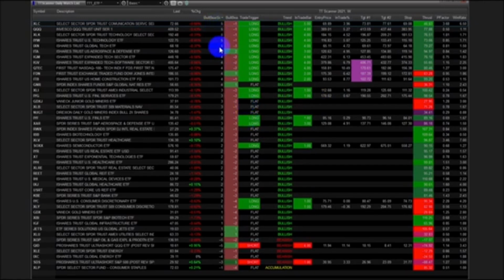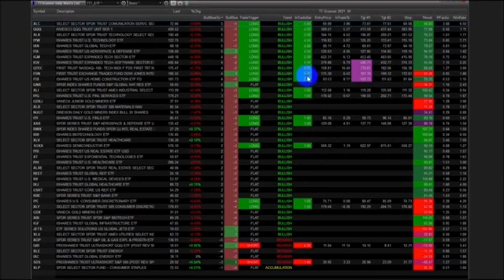The bull bear ranking is showing us again 5s, 4s, 3s, 2s, 1s. The ranking goes up to number 8 as a high point, possibly a number 9 on occasion on extreme bullish trending. The negative numbers operate the same way. Negative 8 and 9 are the strongest bearish trending. You can see we've got a number of trades here. This is a weekly chart. This is the TTScanner Hotlist telling us where we're at.